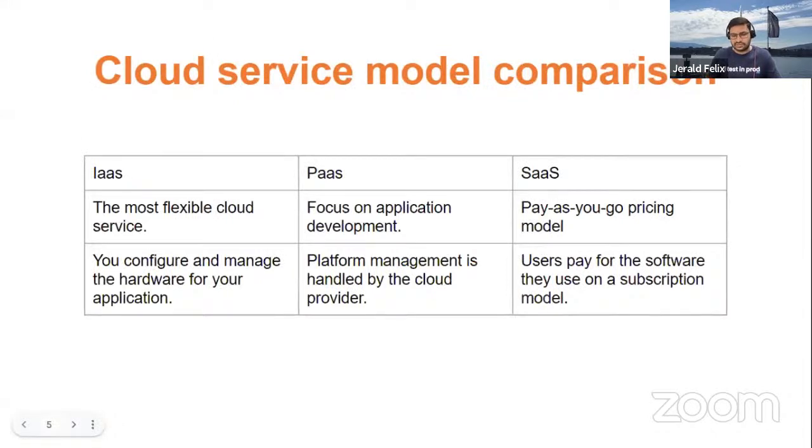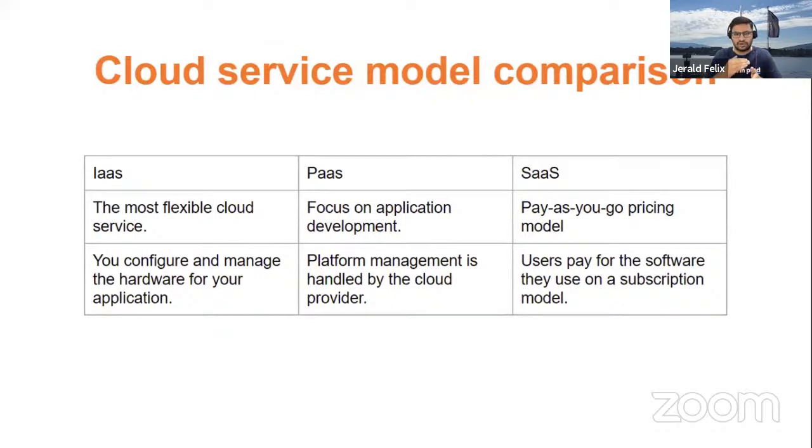Cloud service model. So when we speak about cloud, there are two models we have. One is the cloud service model and the other one is the cloud deployment model. So let's start with the cloud service model. A cloud service model is simply a category of how we can differentiate the way we utilize the cloud. So here we have three different models.